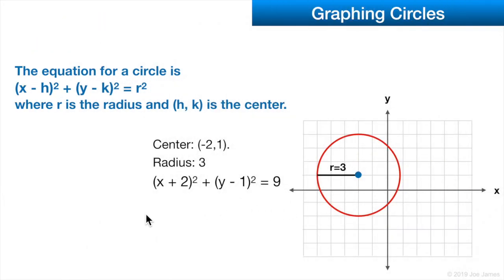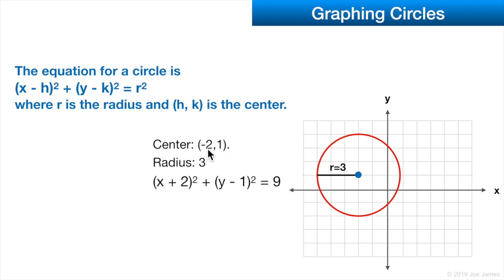So let's try graphing circles. This is actually not that hard. It's kind of fun, really. The equation for a circle is x minus h, quantity squared, plus y minus k, quantity squared, equals r squared, where r is the radius. h, k is the center of the circle. So h and k are the center of the circle. Those are our x, y values for the center of the circle.